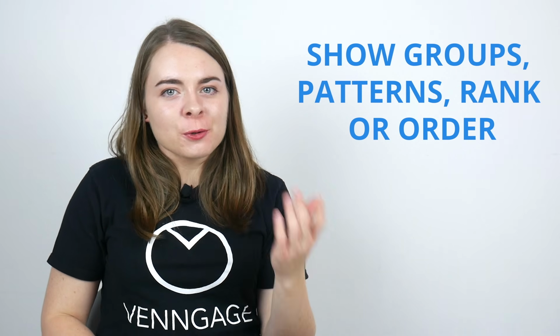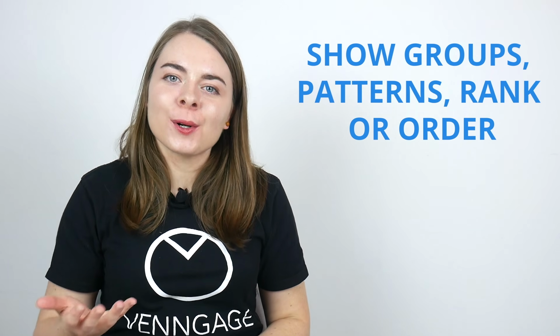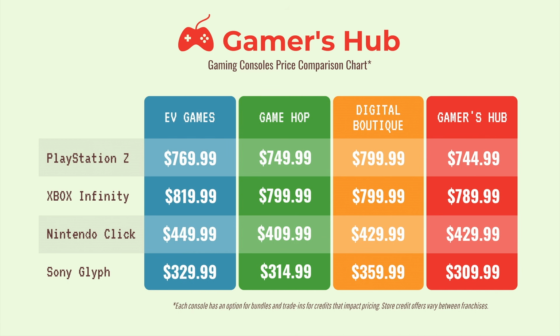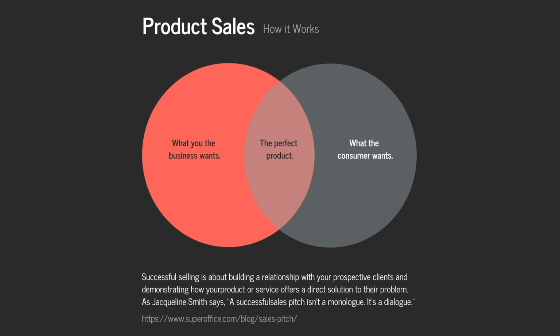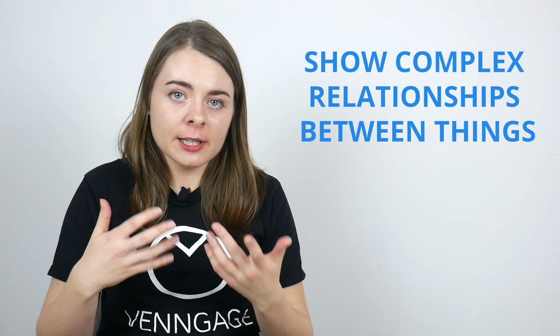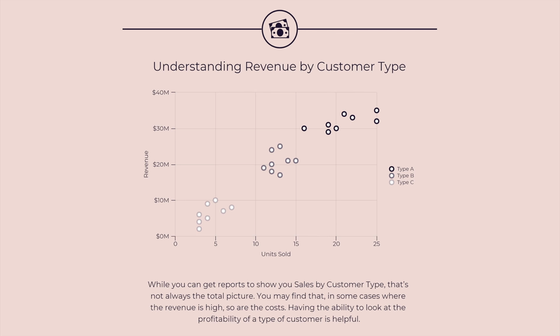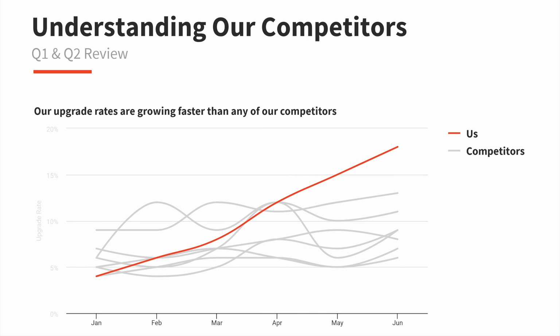This is when you want to show groups, patterns, rank, or order. If you want readers to look up specific values, use a table. Meanwhile, to organize groups, you can use a mind map or a Venn diagram. And then we have reveal relationships. So this is when you want to show more complex relationships between things. For example, if you want to display two variables for a set of data, you could use a scatter plot. Or, if you want to visualize multiple sets of related data, you could use a multi-series plot.